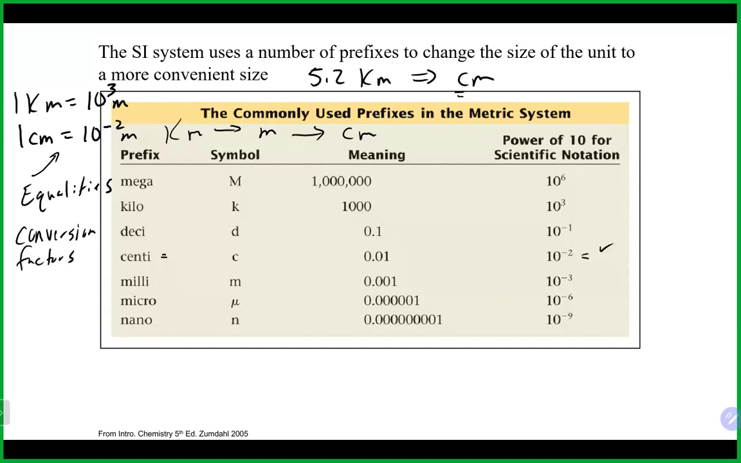And conversion factors are really just fractions. So for example, I could say in 1 kilometer, there is 10 to the 3 meters, or in 10 to the 3 meters, there is 1 kilometer. It's really just a fraction where one goes on top and the other goes on the bottom, and you flip it around. For my other one, I could go 1 centimeter over 10 to the minus 2 meters, which again is 1 times 10 to the minus 2 in scientific notation. Or you could go 10 to the minus 2 meters over 1 centimeter.